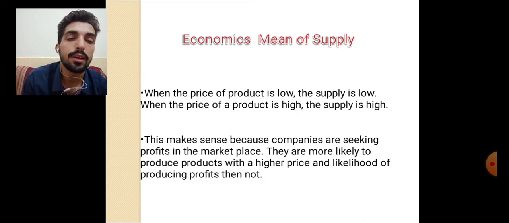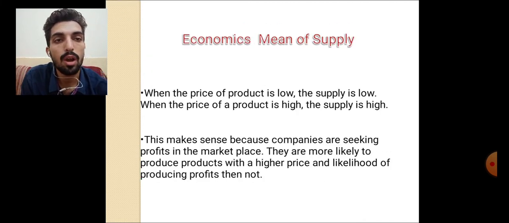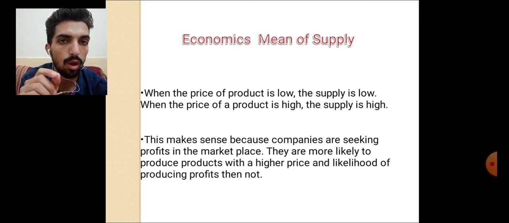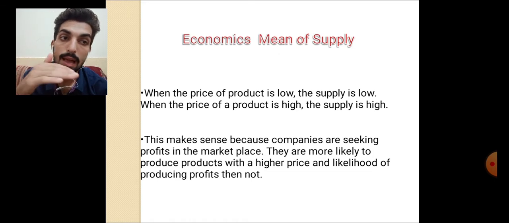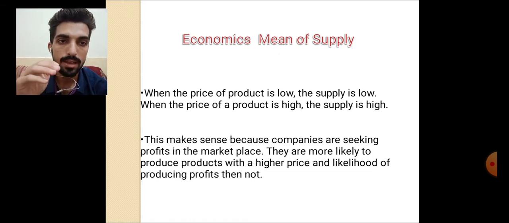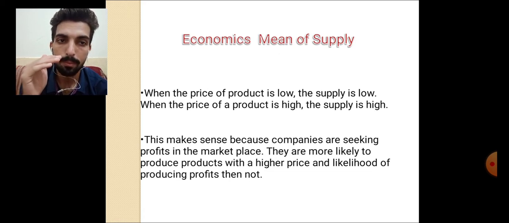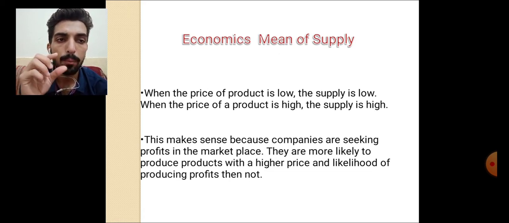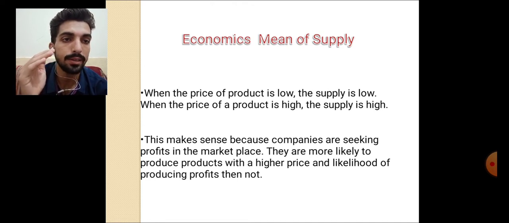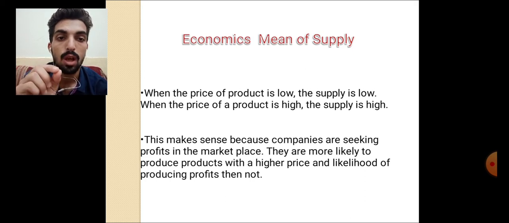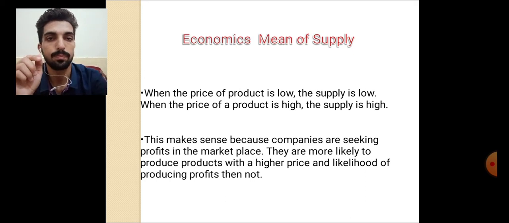Now I will tell you the economics of supply. When the price of a product is low, the supply is low. When the price of a product is high, then the supply is high. This makes sense because companies are seeking profits in the marketplace. They are more likely to produce products with a higher price and a likelihood of producing profits than not.